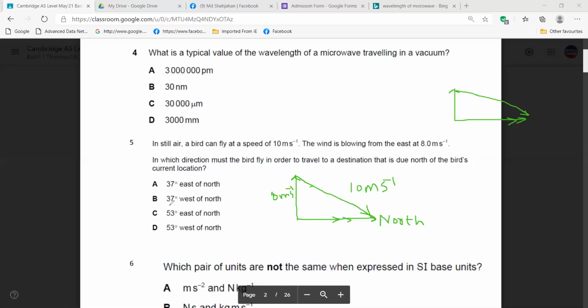So we have to find east of north either from A or C. Which one will we take, 37-degree or 53-degree? 37-degree we will take. Because that angle is closer to 37 degree. 37 is more logical, east of north, right? So we are taking this one, A, 37-degree east of north.